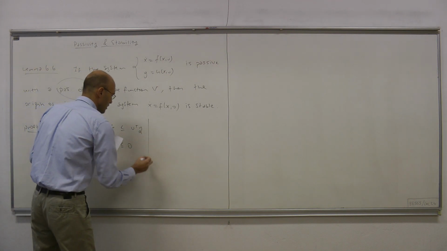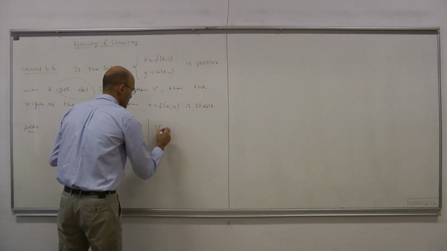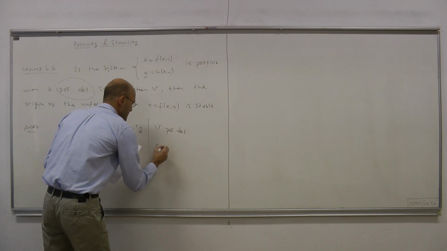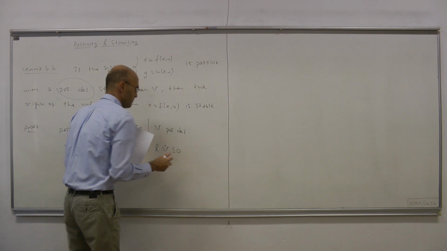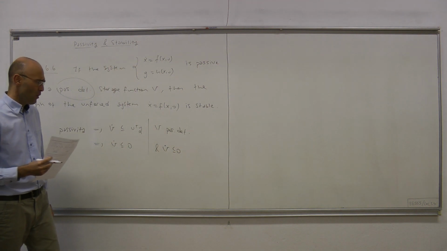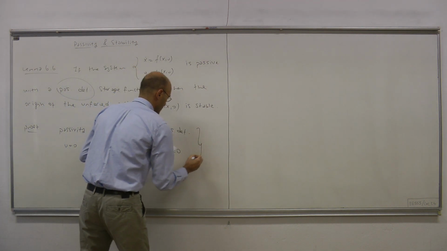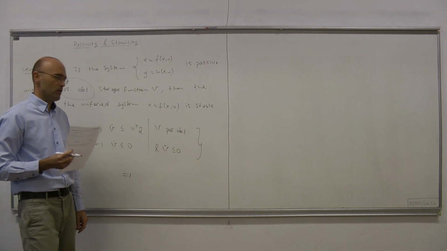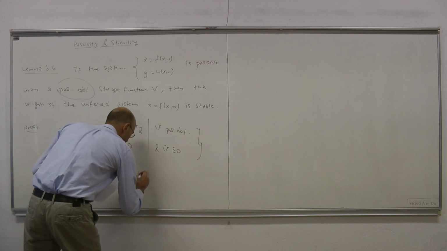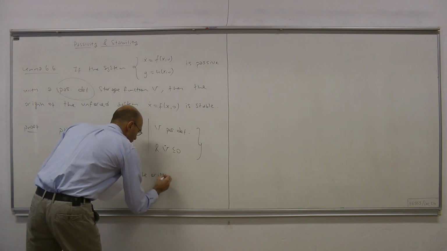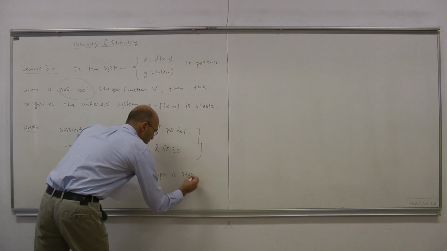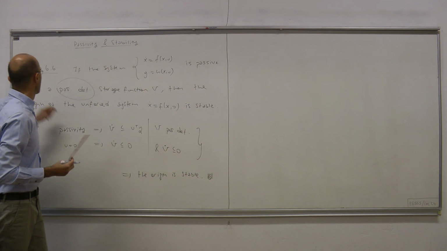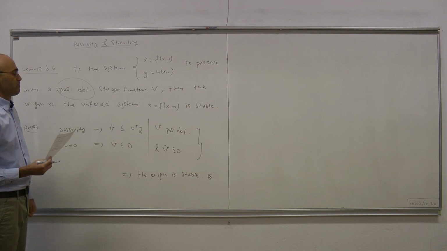What else we have? V is positive definite, and V dot is never positive. Therefore, by Lyapunov's theorem, the origin has to be stable. So that's a very short proof of our first result.